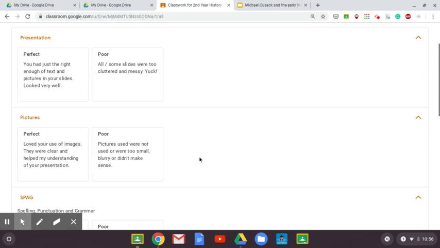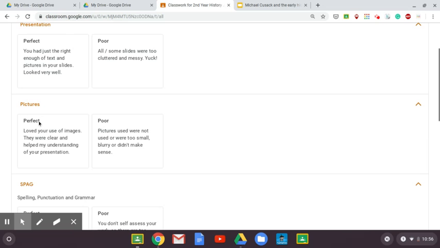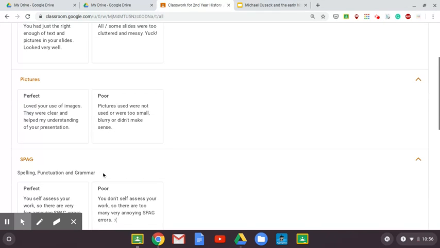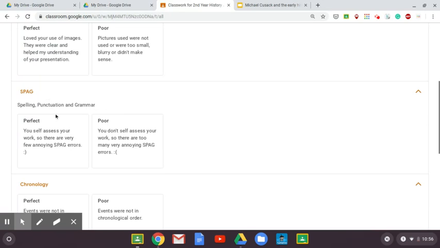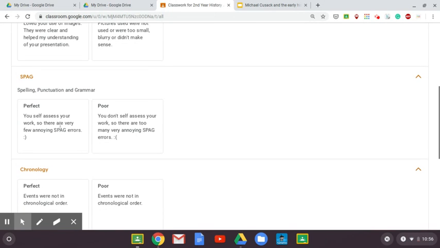The next category is pictures. Hopefully you will pick pictures that suit the text, that are clear and will help my understanding of the presentation. Now, this is SPAG. If you don't know what SPAG is, it's spelling, punctuation, and grammar. So again, you have to be mindful of this. As you're writing, self-assess and try to avoid these annoying errors.